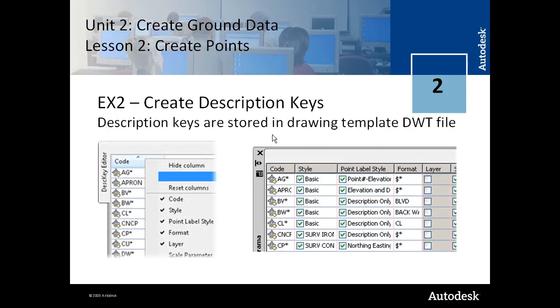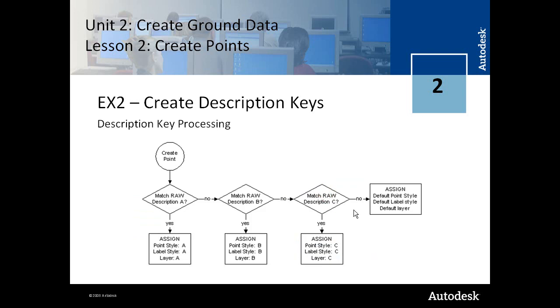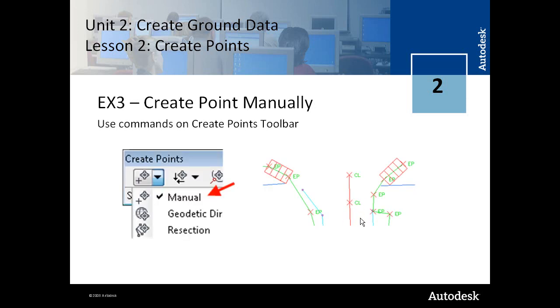And here is some more information on description keys. Of importance is that they are stored in the drawing template file. As for the processing of the description keys, you create the point, and then it checks the raw description, and if it matches, it assigns the point style, the label styles, and the layer. Otherwise, if it doesn't find a match, it assigns the default point style, default label style, and the default layer.